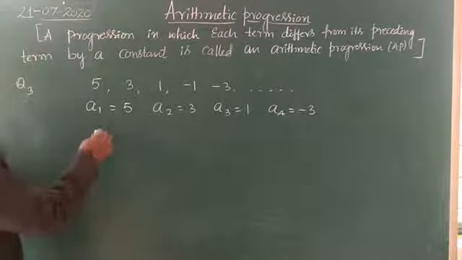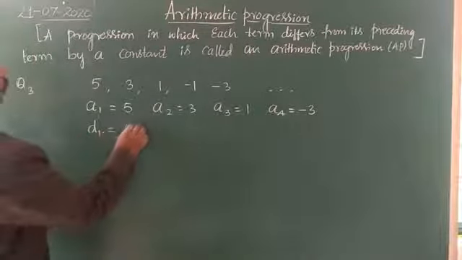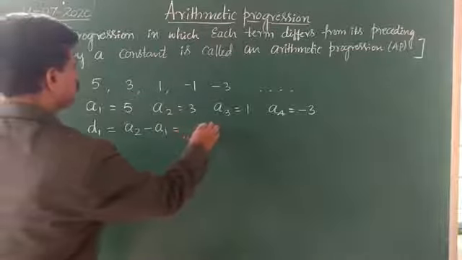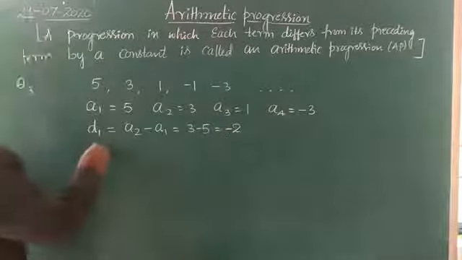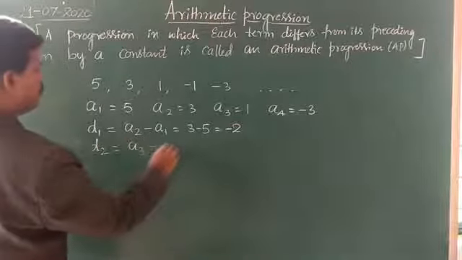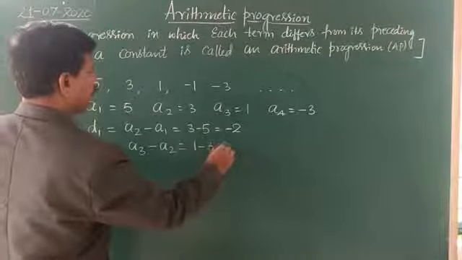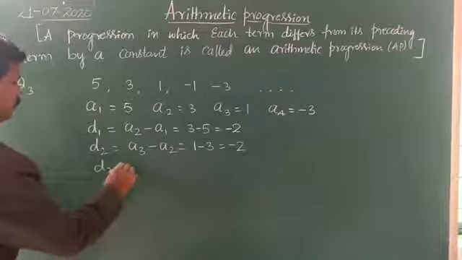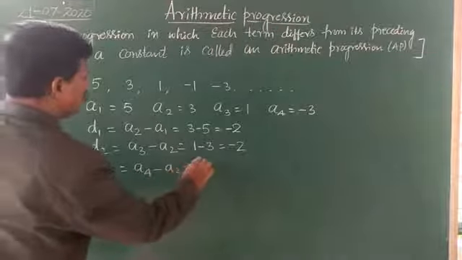Right. Now, first difference, D1, is equal to what? A2 minus A1, that is 3 minus 5, which is equal to minus 2. Now, second difference, D2, is what? A3 minus A2, that is 1 minus 3, which is also minus 2. Then D3 equals A4 minus A3.